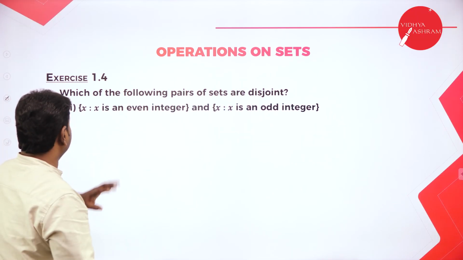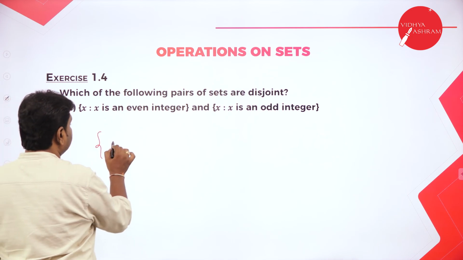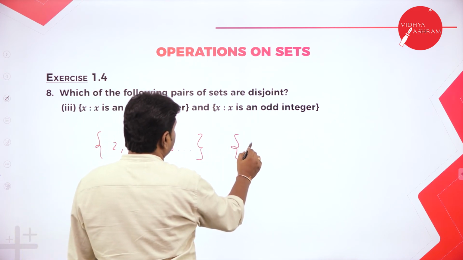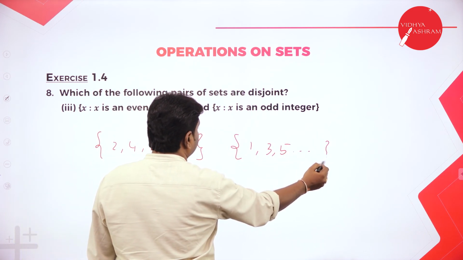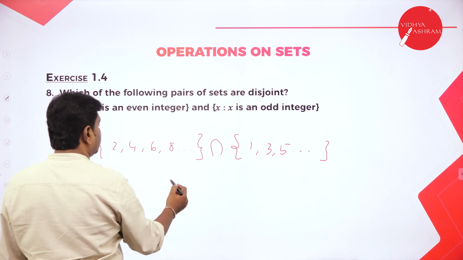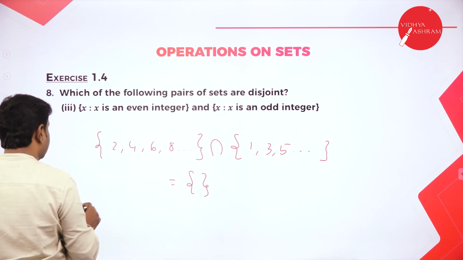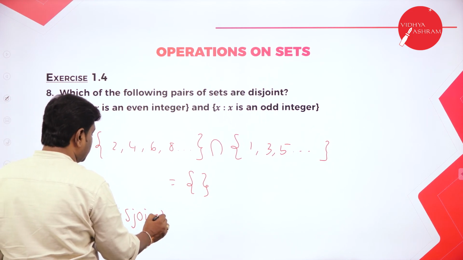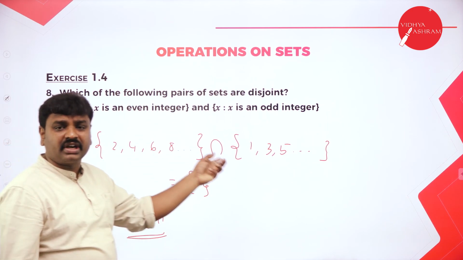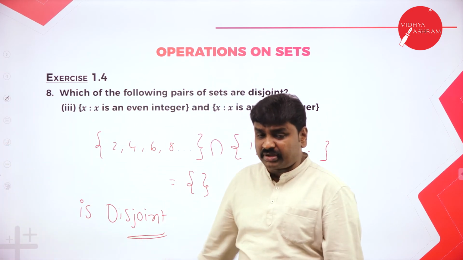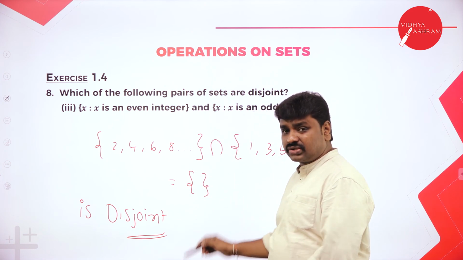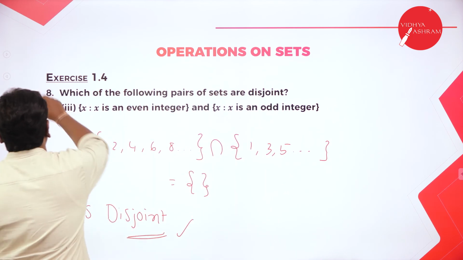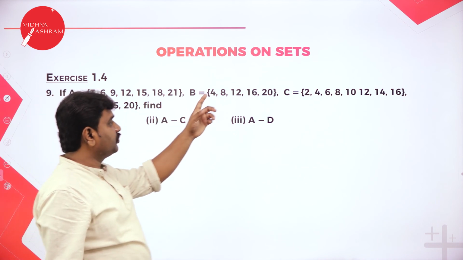Then they gave two sets. x is an even integer. Even integer means 2, 4, 6, 8, and so on. Odd integers: 1, 3, 5, and so on. If I do the intersection, I'll get the null set. So this pair is disjoint. Why? Because there are no common elements. When you do the intersection and get the null set, meaning you don't have any common element, we call this pair disjoint.